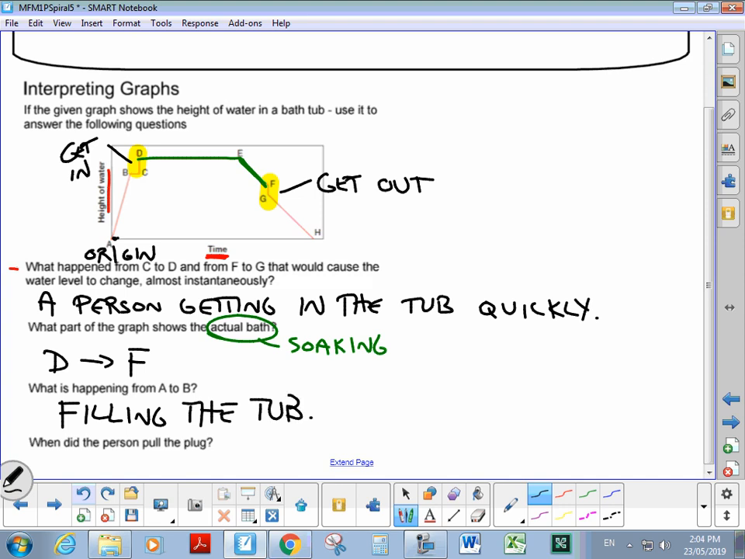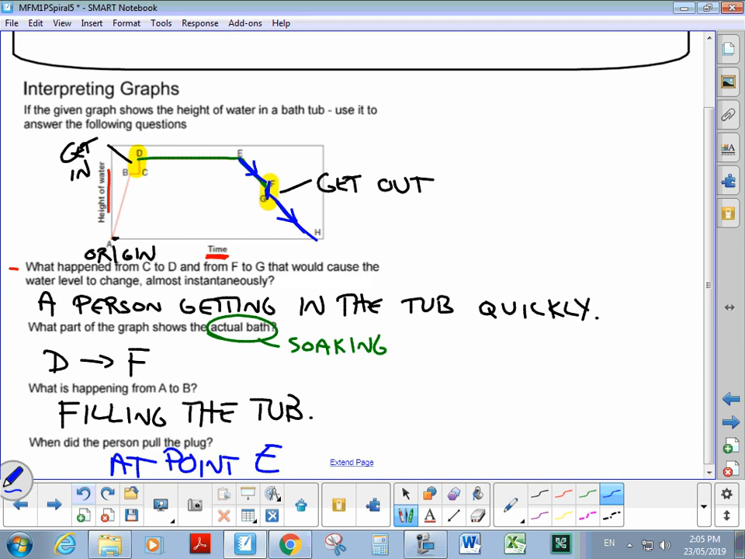When did the person pull the plug? It's a bit of a trick question, because some people pull the plug after they get out, and some people pull the plug before they get out. So in this case, you have to figure out when the water level starts decreasing at a steady rate, because the drain restricts how fast it exits. We can see that the steady decrease starts at E. Then you have this quick jump where you get out, but it continues on that steady rate. So these two parts are parallel. So you pulled the plug at point E, to start draining that tub.